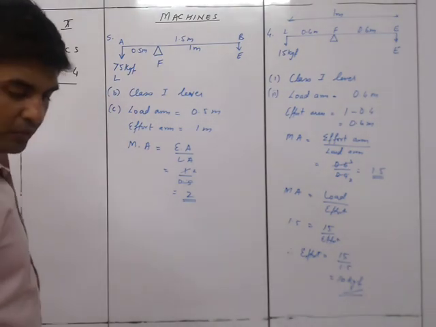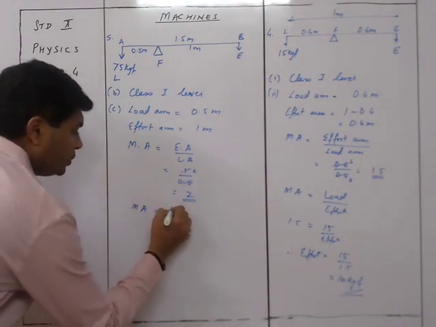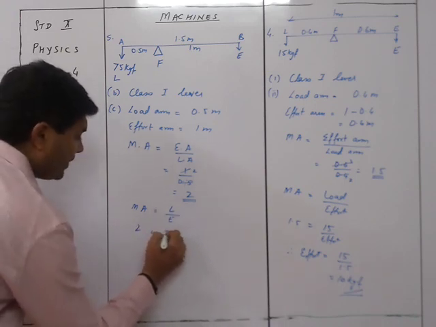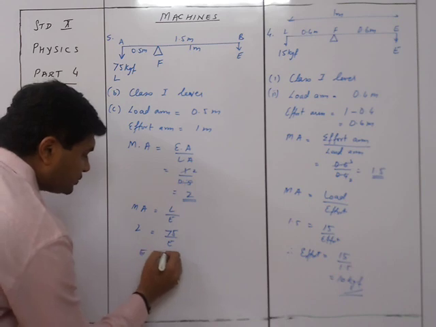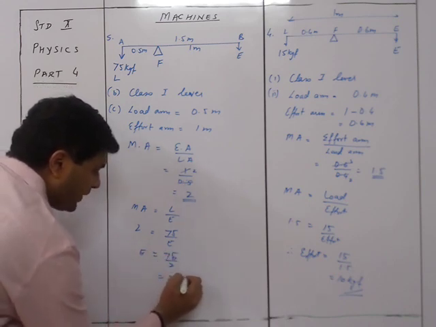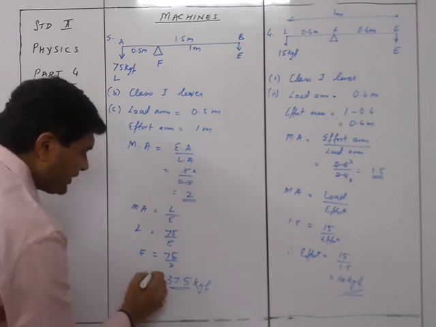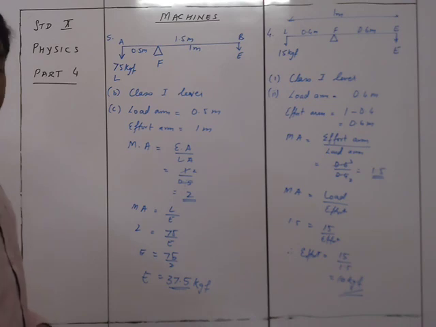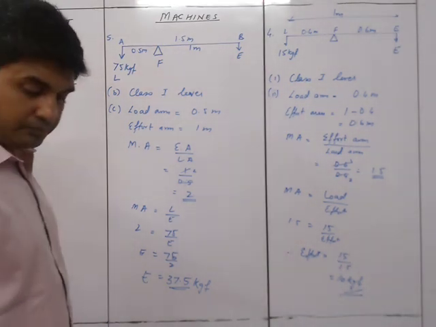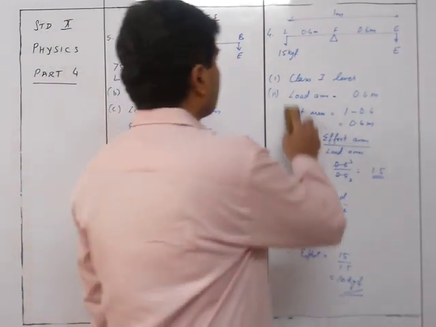And finally we want to find out the effort needed. So we know that MA is equal to load upon effort. So 2 is equal to 75 upon effort. So effort is equal to 75 upon 2, which is going to be 37.5 kgf. So the effort required will be 37.5 kgf. That's the effort over here. We now move on to sum number 6.